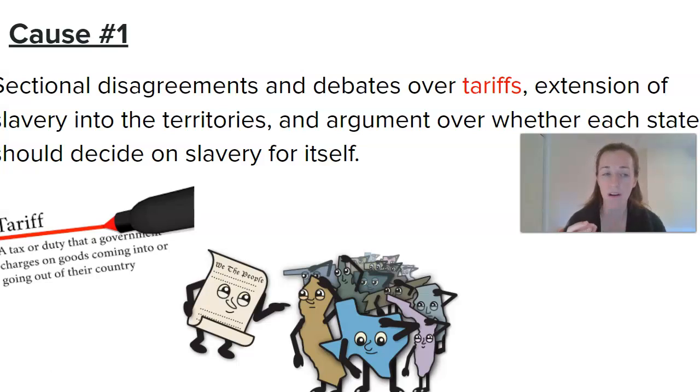Tariffs, by the way, are a tax or a duty. It's also sometimes called a duty in this context that a government places on goods coming into and out of the country, on imports and exports. And there was disagreement about how that should take place. And then there were all these other disagreements about the industry of slavery, which this is in purely economic terms.